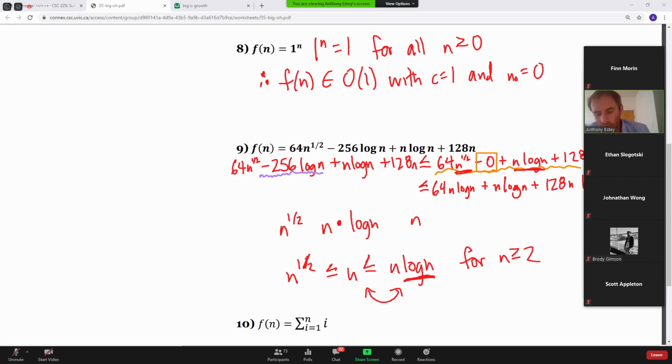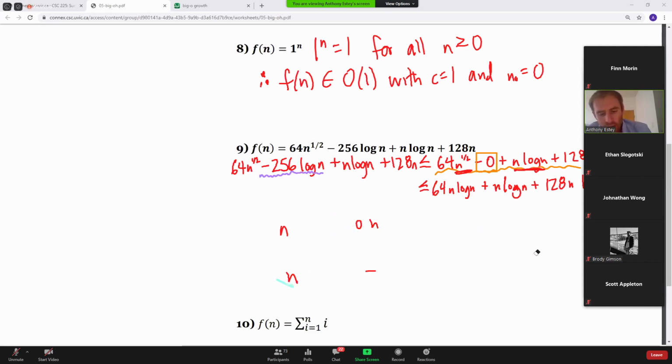This problem was a little bit more difficult because we had to do a couple of things. First of all, we got rid of the negative term. Second, we had to think about which is the dominant term as n grows, and it's going to be the n log n term. So if we combine these terms now, we've got 193 n log n.